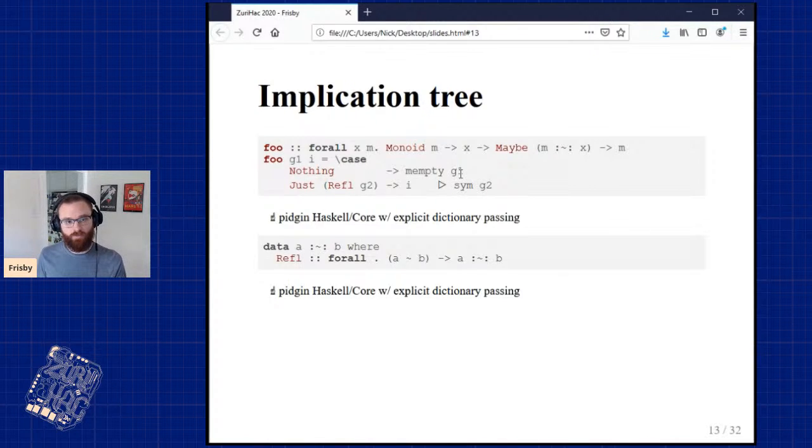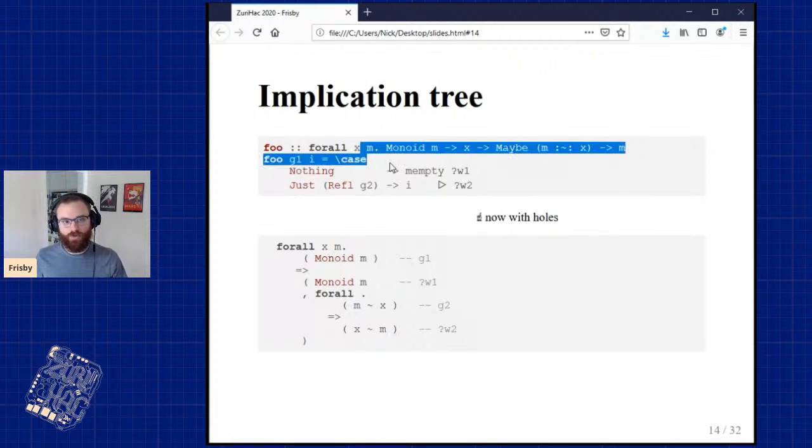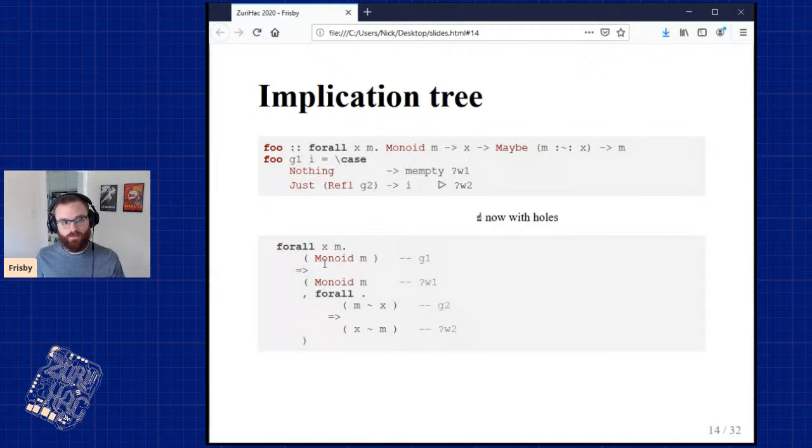So I want to back up a little bit. Instead of having the answers here, now we have the questions, the holes, which might not be the best word to use, but for the slides, I'm going to call these holes. So at the beginning of the constraint solver, in the French school method, we type check this program up here, and as a result, we have this implication tree at the bottom. This is the first implication tree I can show you. And this is the way that the constraint solver sees the above program.